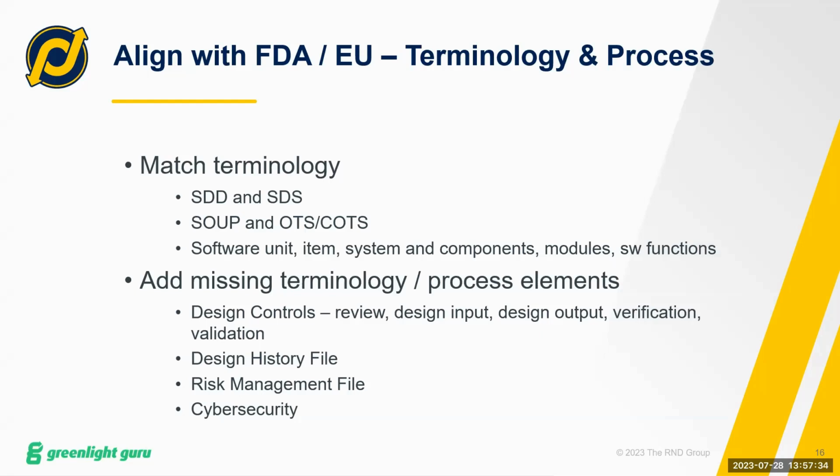However, there's different terminology that's used. And so I feel it's really important in your process document to call out those differences so that when you have different readers from different backgrounds of your documentation, it's not hard for them to connect the dots of what you mean. An example is 62304 uses software detailed design, an SDD.